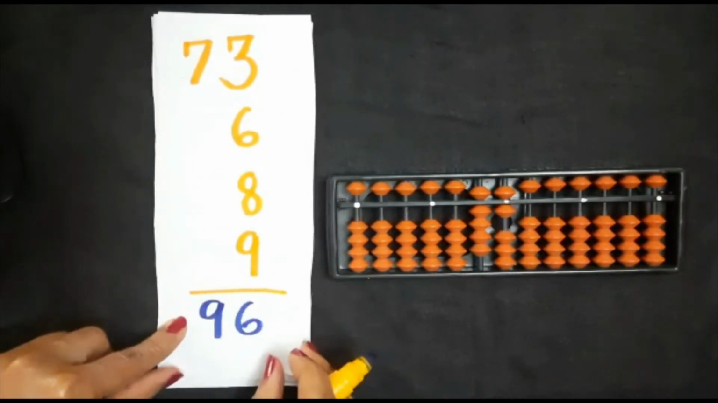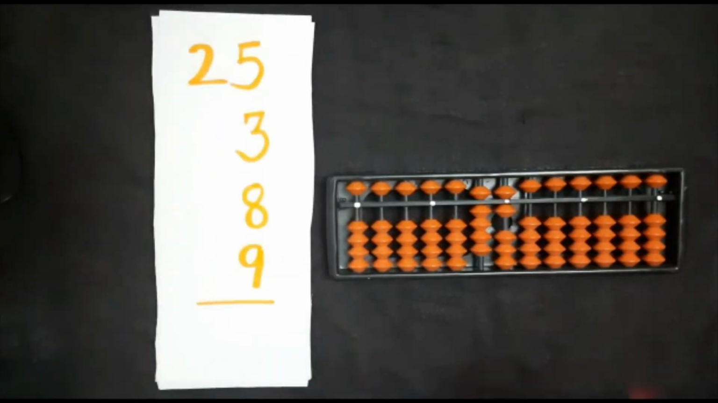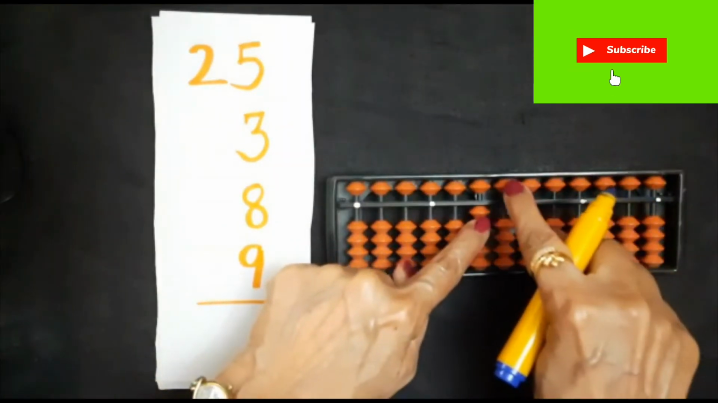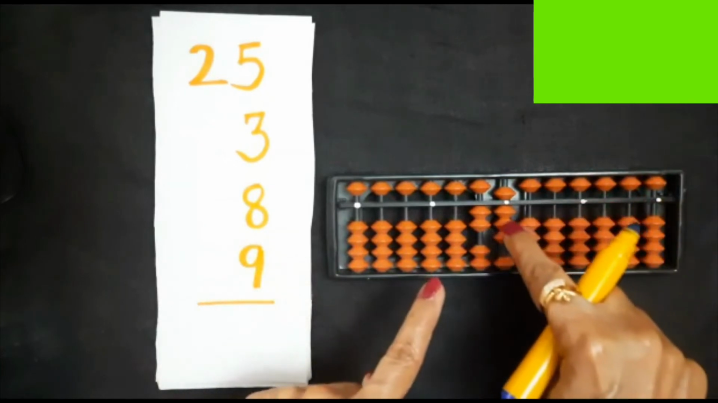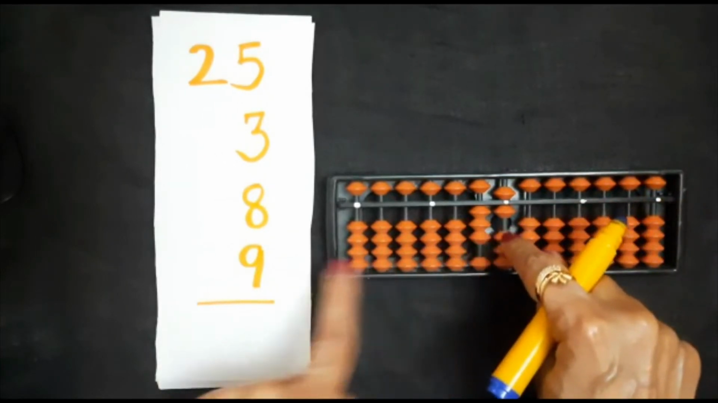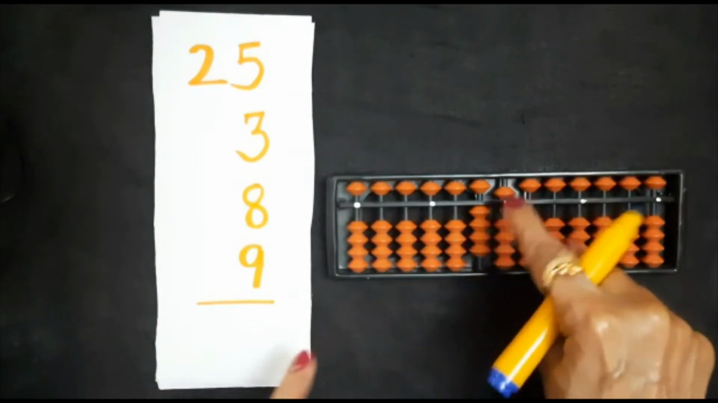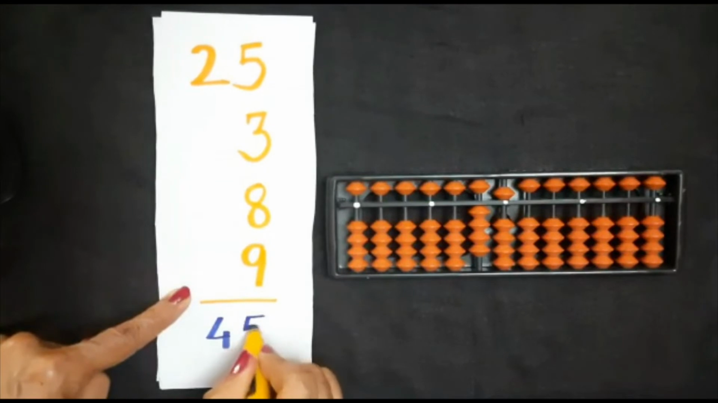We learnt that if your addition or subtraction sign is not there, means it is addition or it's plus. 25 plus 3 plus 8 minus 2 plus 10. 9 minus 1 plus 10. So answer is 45.